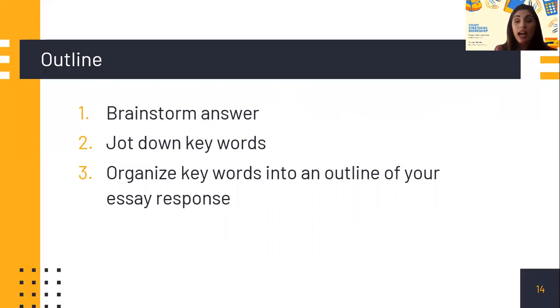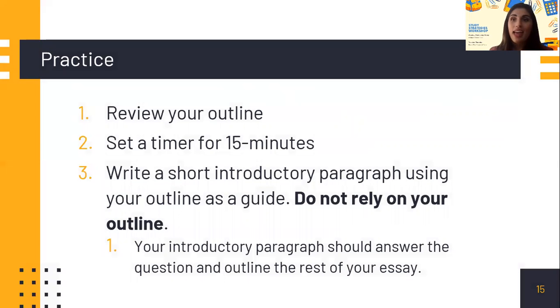The second step is going to be to outline, and this is where you want to brainstorm answers to those questions. You want to jot down any key terms, and then you want to organize these keywords into an outline that will eventually become your essay response. And then at that point, you want to practice.